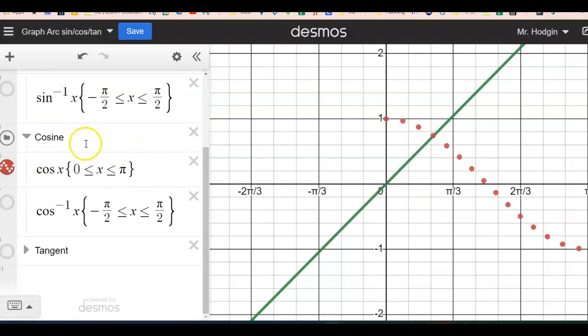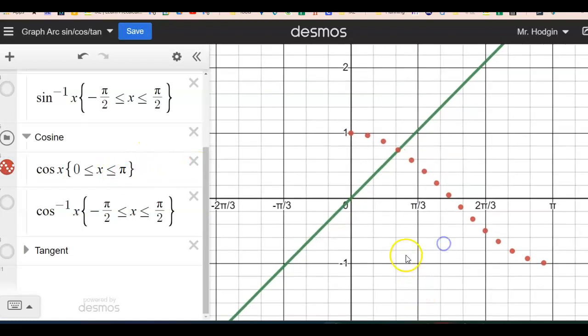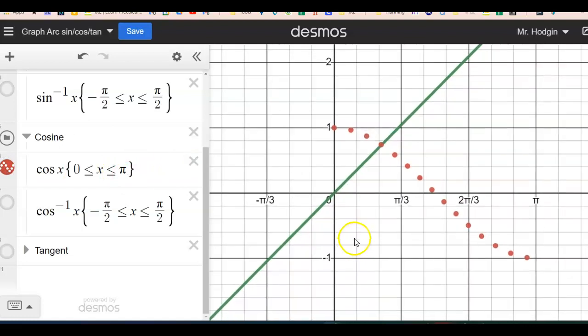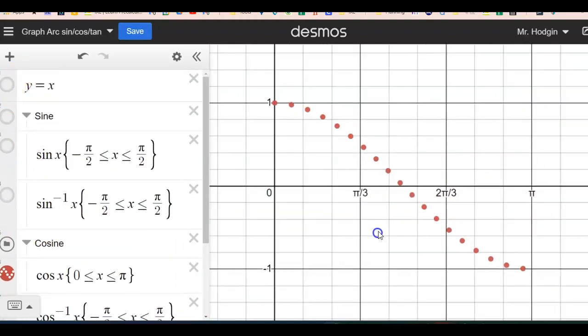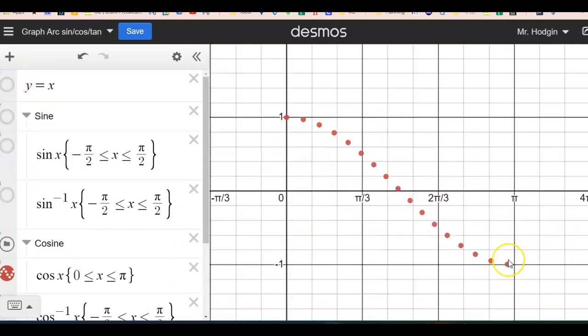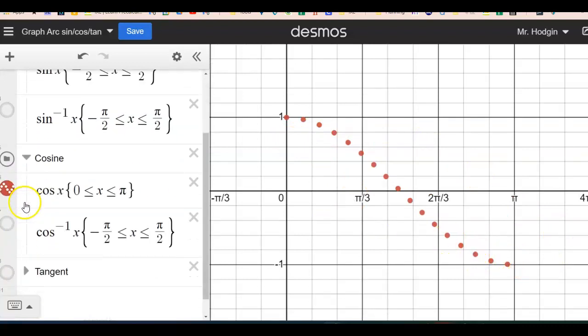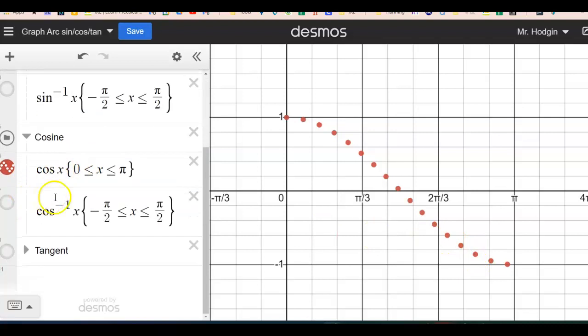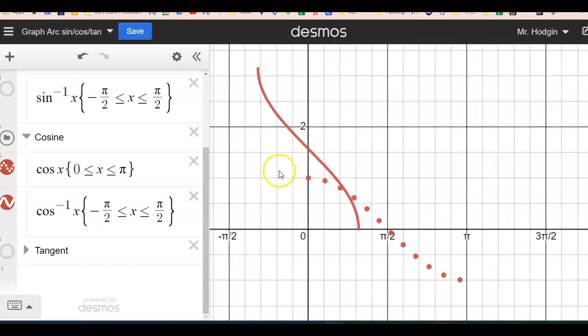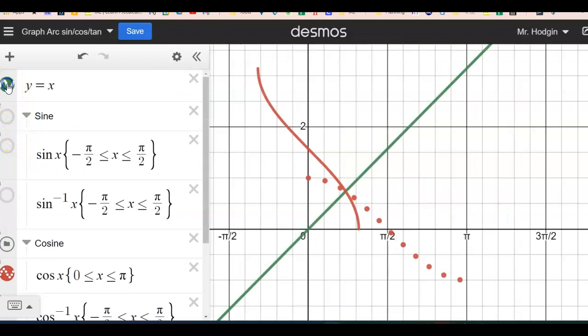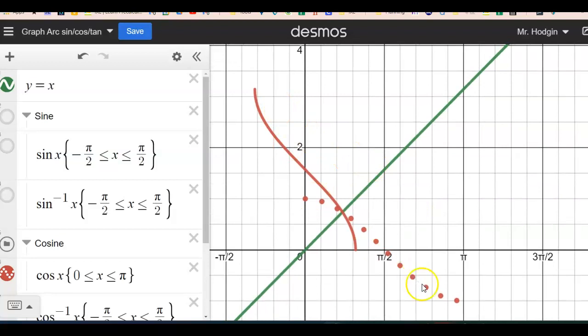And cosine looks like this. It's from 0 to pi. Remember, that's the domain we want to use for cosine. And then we put on arc cosine. We switch all the x and y's. You'll notice it looks like this. It's like, wait a minute, that looks somewhat different. But if we put that line back on there, you can see that reflection is happening as well.